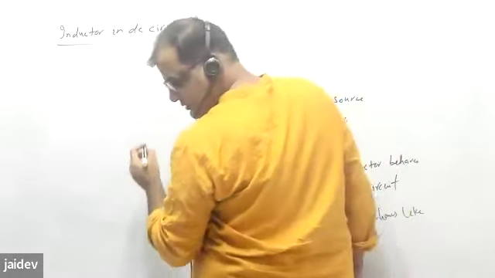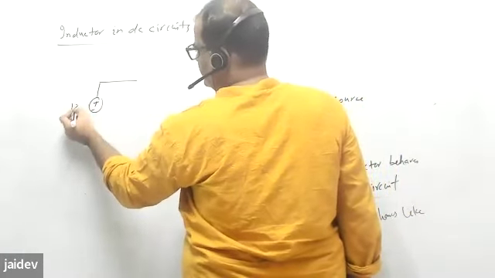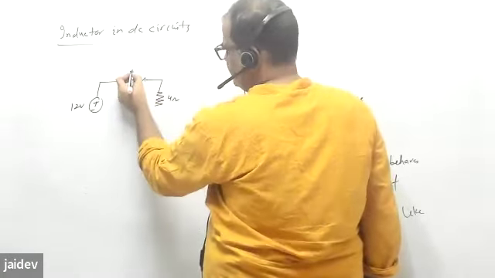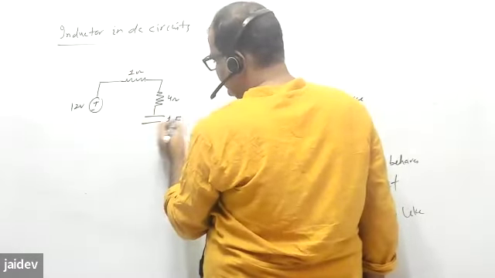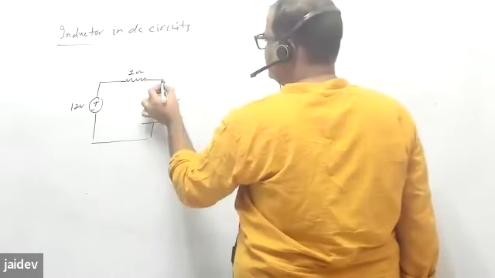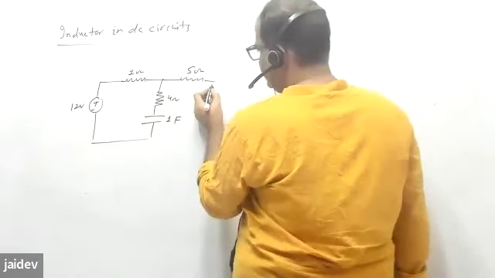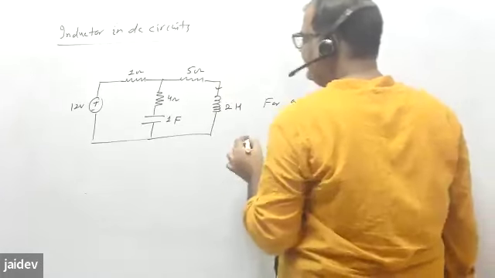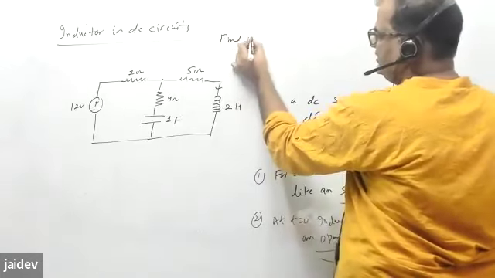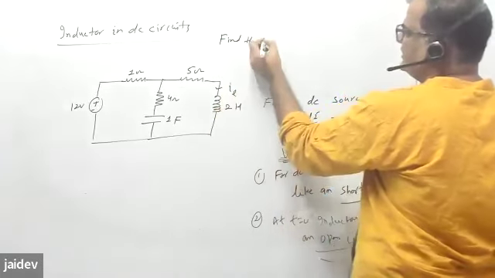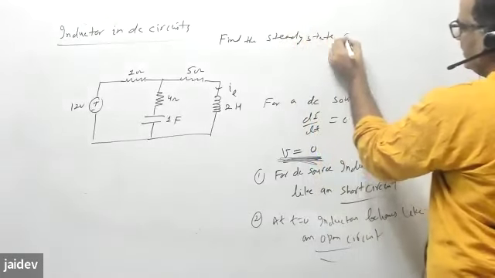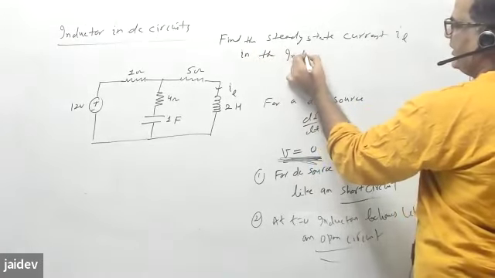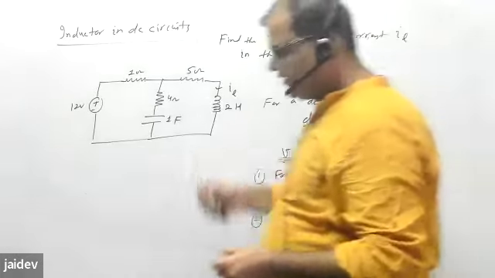Say I have a 12 volt battery. Then I have a 1 ohm resistor, and this is a 4 ohm resistor. Then I have a 1 farad capacitor, and here is a 5 ohm resistor. And here I have an inductor of 2 Henry. Now I have to find the steady state current IL in the inductor. What is the steady state current in the inductor?